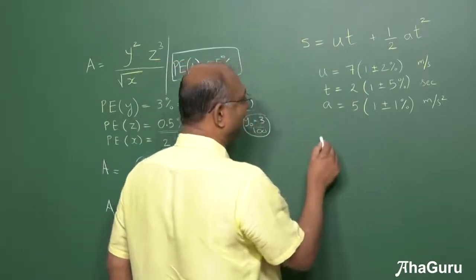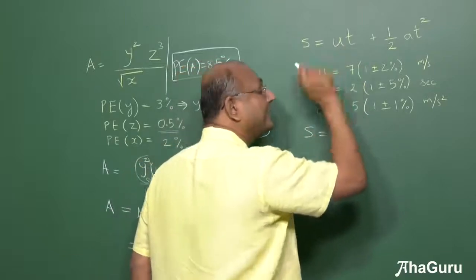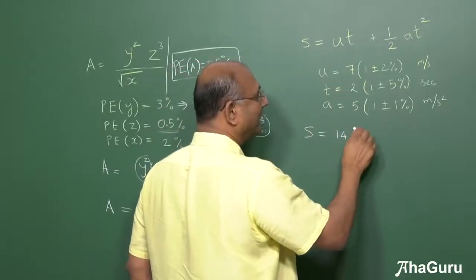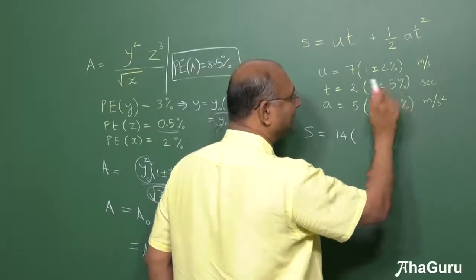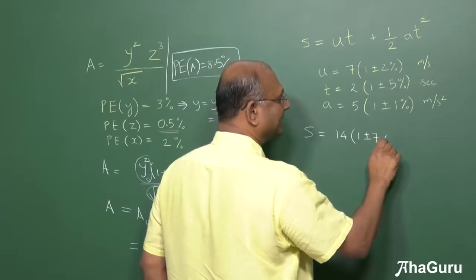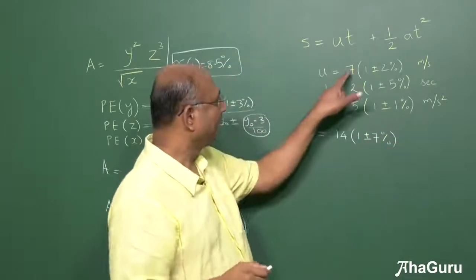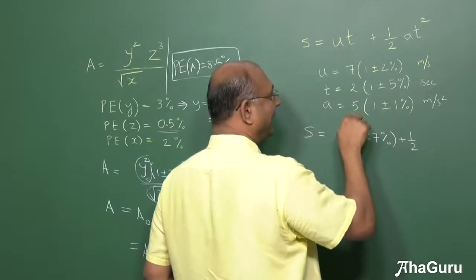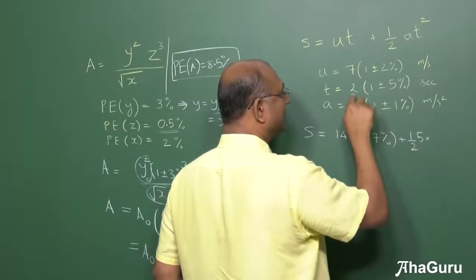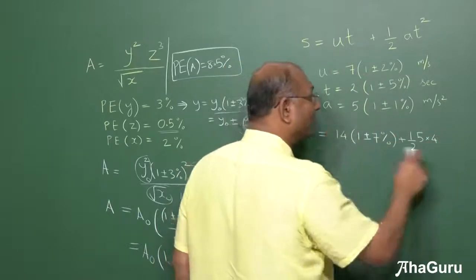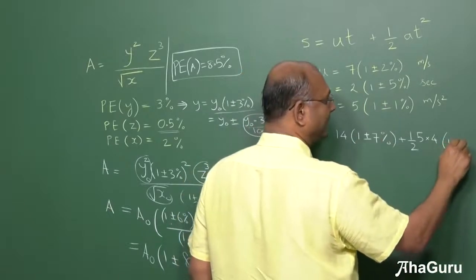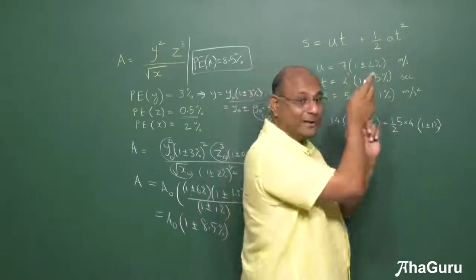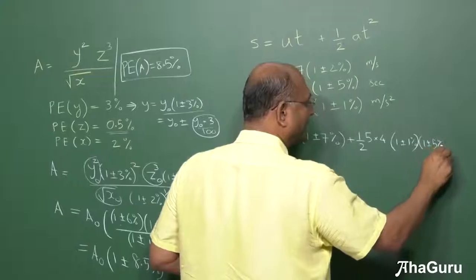Okay, so let us use this formula and calculate. Now this one has a u into t. For the u into t, you can multiply. So u into t is going to give me 14 into 1 plus or minus 2%, 1 plus or minus 5%, 1 plus or minus 7%. Is that okay? Ut is 14 into 1 plus or minus 7% plus half a t square. A into t square, that is going to be 4 into a has 1 plus or minus 1%, right? And t square is going to have 1 plus or minus 5% whole square.